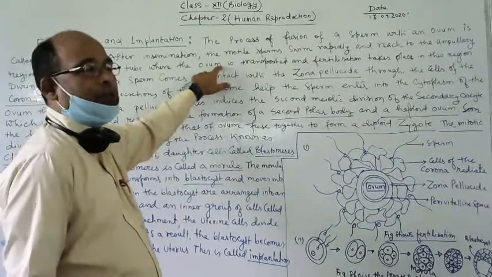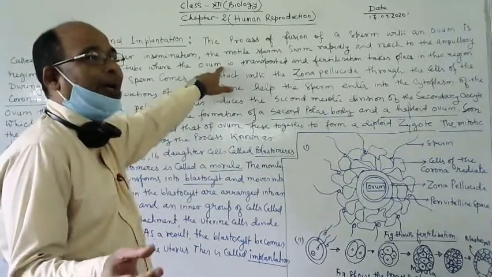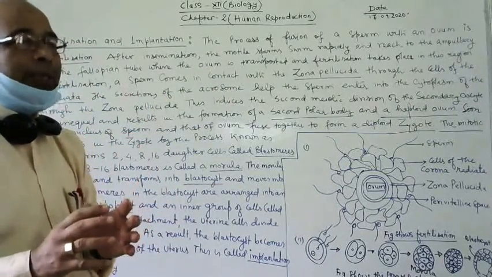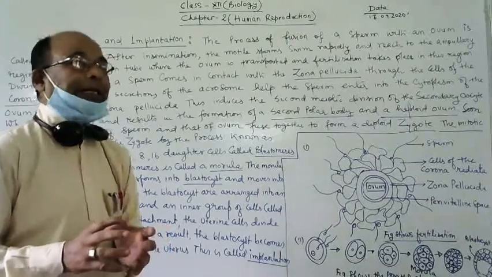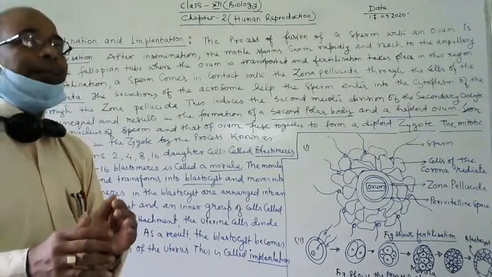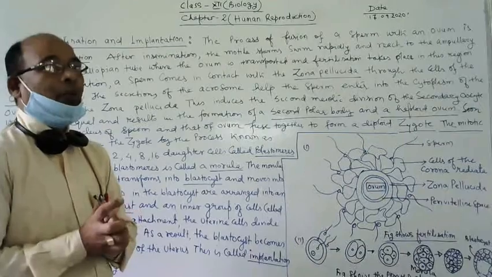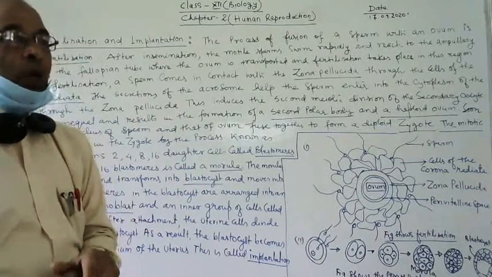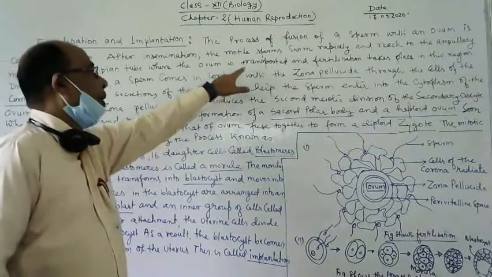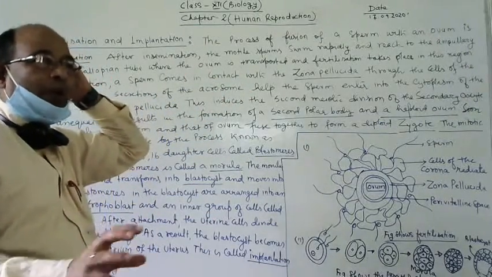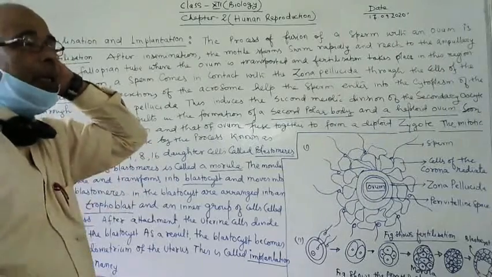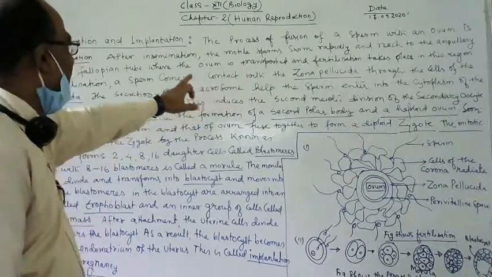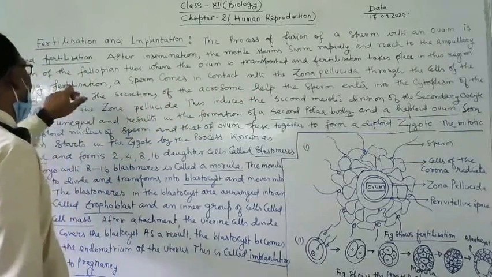Already we have discussed that the fallopian tube has three different parts. The one attached to the ovary is known as the infundibulum, the middle part is known as the ampulla, and the last part is known as the isthmus. So the ovum or egg waits after releasing in the ampullary region of the fallopian tube.